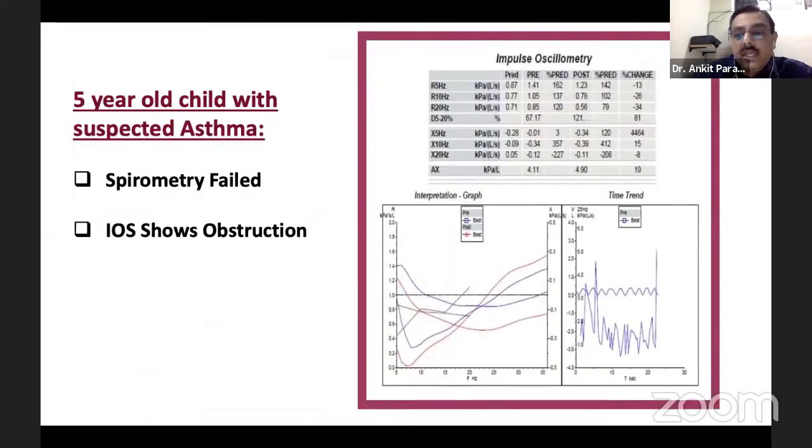Again, a 5-year-old child could not perform a spirometry, performed an IOS easily, and again the R5 values show significant obstruction, 162%, so significantly raised R5 values. This time we could not document a reversibility, but once you put them on inhaled corticosteroids, you can follow up these children and repeat it and see whether after giving inhaled corticosteroids they are reversible or not.